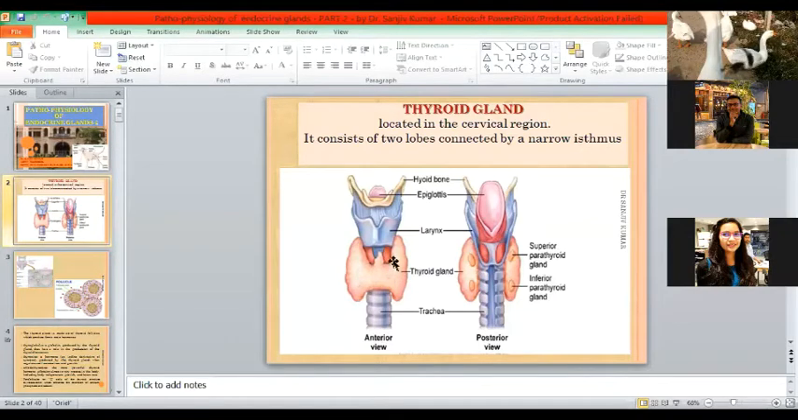When you see the posterior side of the gland, you will see four other structures. This one, two, three, four. These are actually the parathyroid glands. You know the term para means in the vicinity of. So these are different glands which are found in the vicinity of the thyroid gland. Therefore, they are called parathyroid glands. First of all, we will deal with the thyroid gland. Later on, we will talk about the parathyroid.